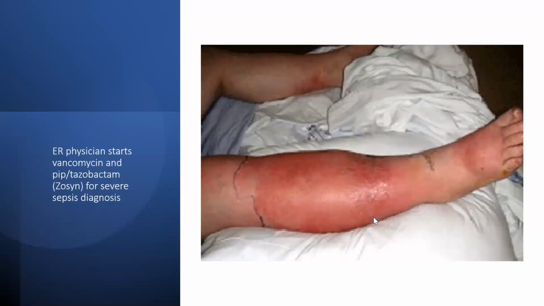The emergency room doctor notices this rapidly progressive rash going up the man's leg, and he's concerned. He says, this guy's very sick and I want to cover everything. And so, like a typical ER doctor and other physicians, he puts him on vancomycin and Zosyn to cover all possible causes of this leg infection. We'll come back to this patient a little bit later and see what you think about it. Next slide.